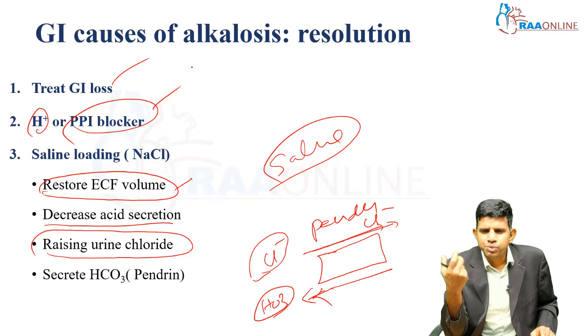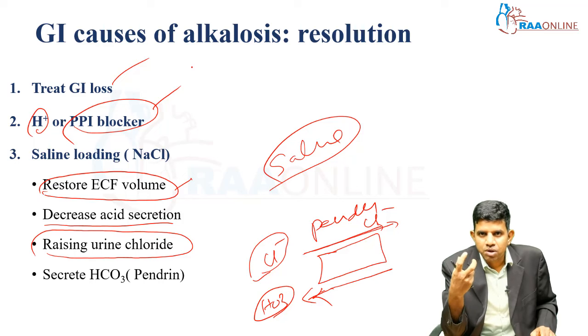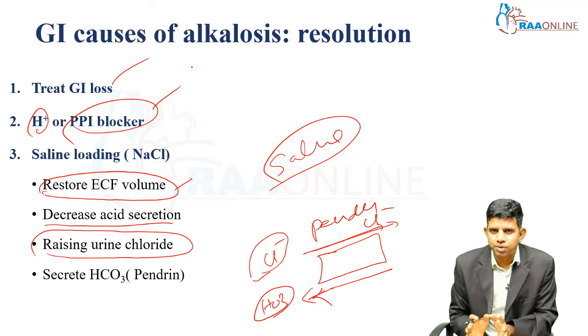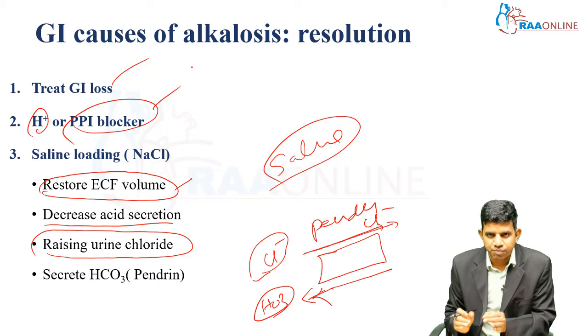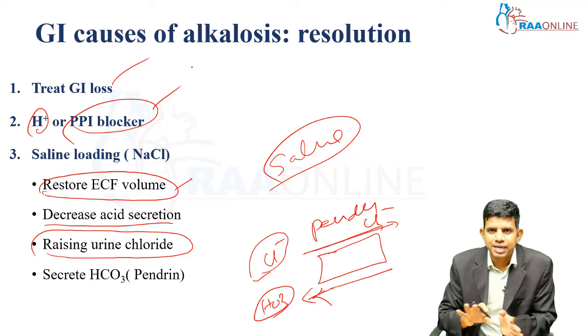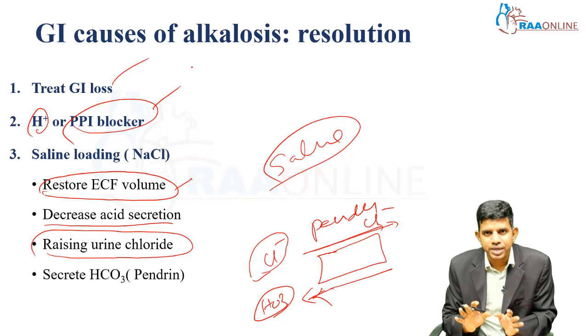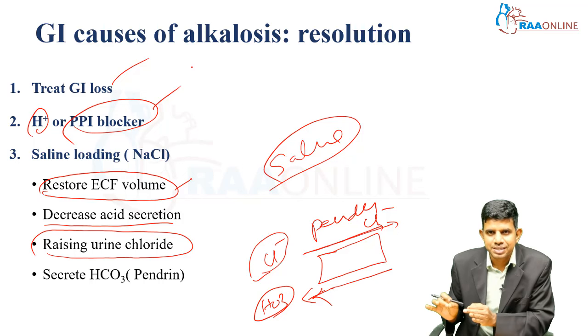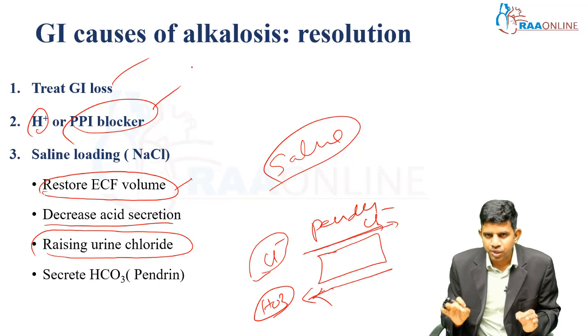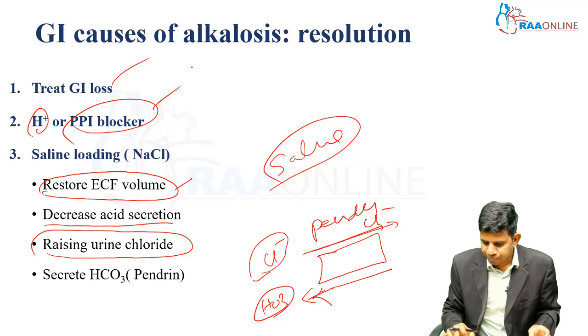So for GI loss, we can give proton pump inhibitors and saline loading. This is one of the few conditions where we use normal saline in our ICU. One is upper GI loss related metabolic alkalosis. Second, we use normal saline for CNS problem patients, where we want to use hyperosmolar solutions. This is chloride sensitive metabolic alkalosis, because if I give the hyperchloremic fluid, it will correct my metabolic alkalosis. The GI causes of metabolic alkalosis are called chloride sensitive metabolic alkalosis. The urine chloride will be less than 20.